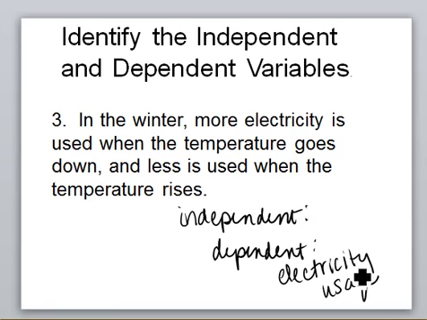The amount of electricity we use depends on the temperature of the weather outside. So the temperature is the independent variable.